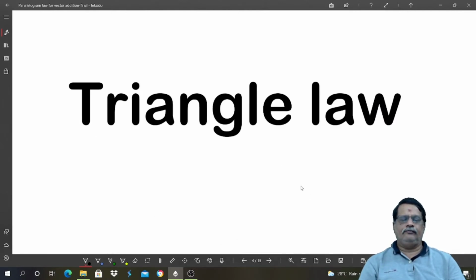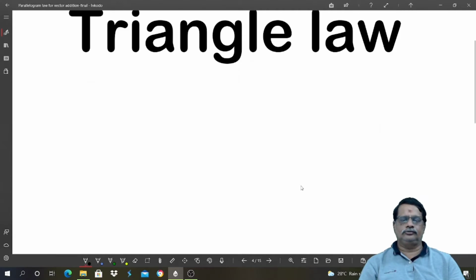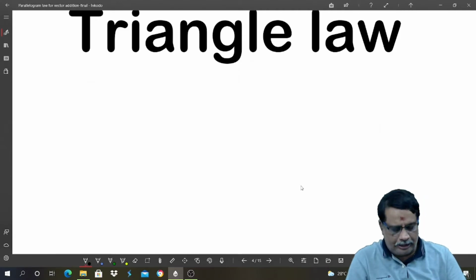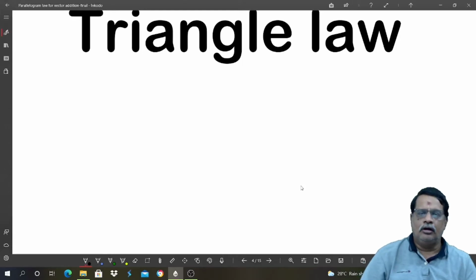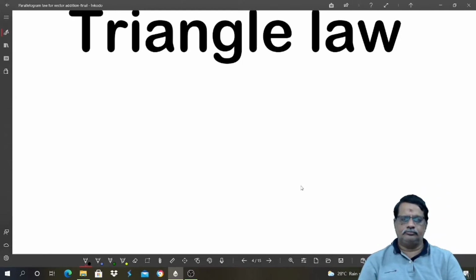So for that we will first use the triangle law. So what is a triangle law? In triangle law we will construct a triangle to get the resultant of two vectors. Resultant means sum of the two vectors. So let us see how that can be done. I have a vector here which I call by the name A, and another vector B which is here. So let us make it a little straight.